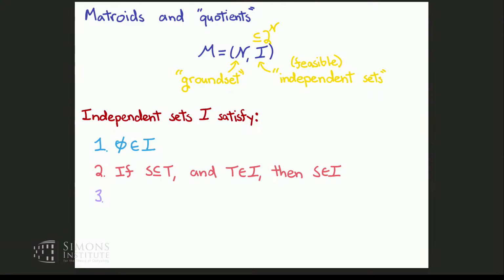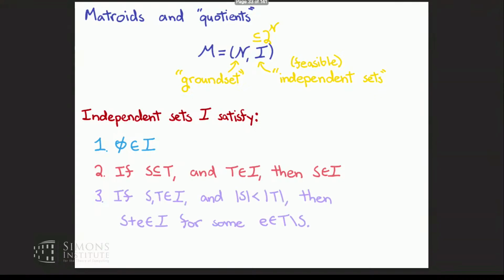So if I have 2 sets S and T, T is feasible, and S is a subset of T, then S is also feasible. And lastly, maybe most interestingly, if you have 2 feasible sets, any 2 feasible sets, well, one is bigger than the other. So T is bigger than S in cardinality. You can always find an element in T, but not S, that you can add to S and maintain feasibility. This is sometimes called the augmentation or exchange property.